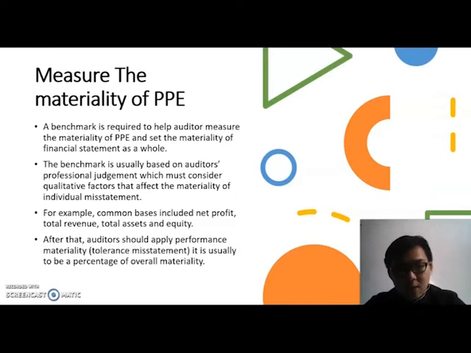After that, auditors should apply performance materiality, in other words, tolerable misstatement. It is usually a percentage of overall materiality.